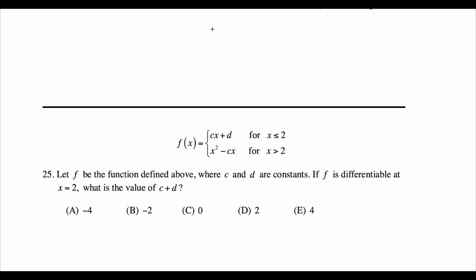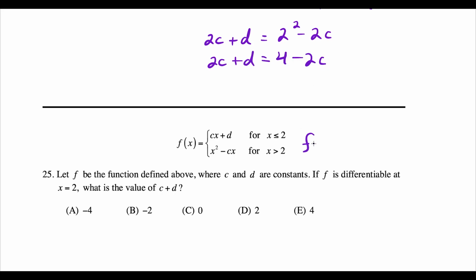So that means that we could plug in x equals 2 to the top and bottom and set those equal. So if I plug in x equals 2, I'm going to have 2 times c plus d, and that should equal, for x equals 2, 2 squared minus c times 2, which is 2 times c. So this tells us 2c plus d has to equal 4 minus 2c.